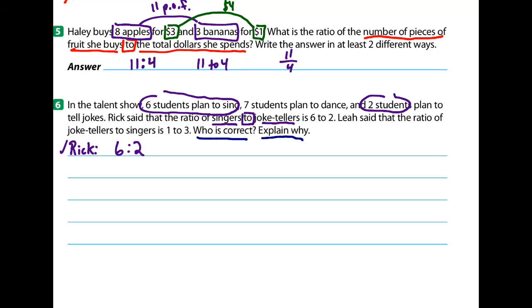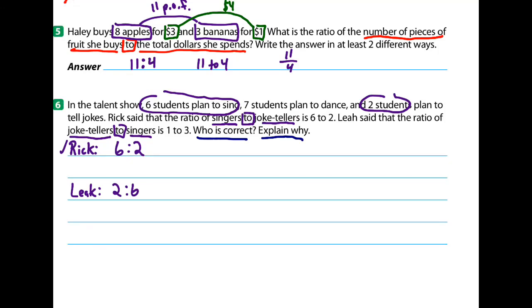Let's check out what Leah said. She said that the ratio of joke tellers to singers is 1 to 3. All right, so let's look at this one. So at first you're thinking, well, it's 1 and 3. It can't be right. So Leah, she said that the ratio of joke tellers to singers. So here's joke tellers. The number of joke tellers was 2. To the number of singers is 6. So you're looking at that, you're saying, well, no, Leah must be wrong because it's 2 to 6.